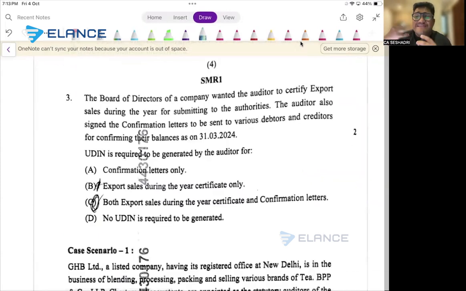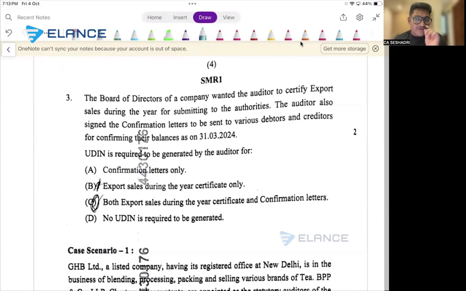Look at the way they have designed the question. Very simple question. You just have to have a deep knowledge of each and every SA and each and every part of the textbook. Third one, the board of directors of the company wanted the auditor to certify. UDIN is required to be generated by the auditor for. First of all, UDIN is required for dash and dash.